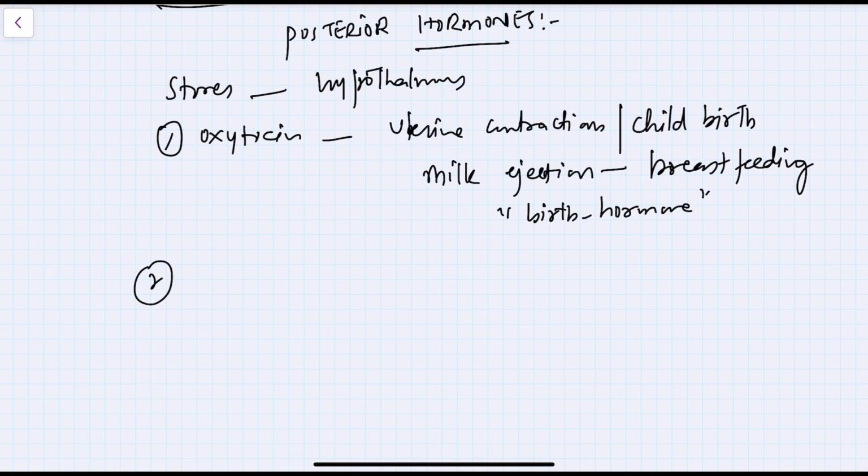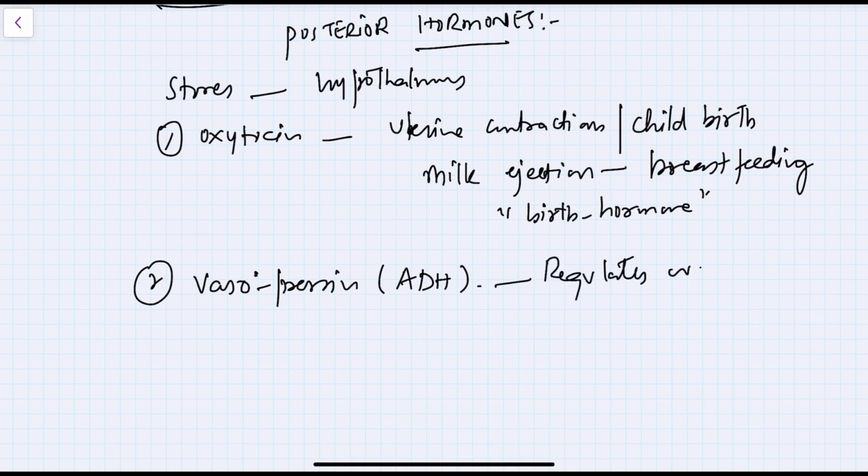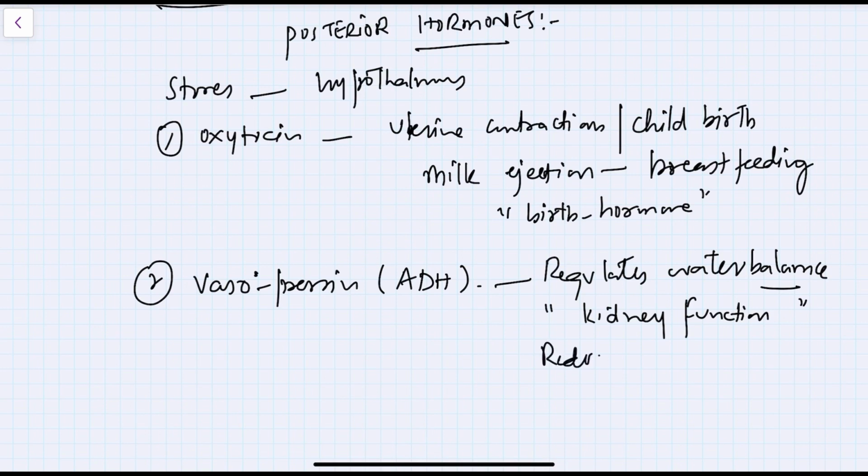And then we have one more hormone which the posterior pituitary stores and which is secreted from the hypothalamus, that's vasopressin. Vasopressin is also called the antidiuretic hormone. It regulates the water balance by influencing kidney function, and by affecting the kidney function, it reduces urine production. So these are the pituitary hormones from the posterior end which are stored by the pituitary gland.